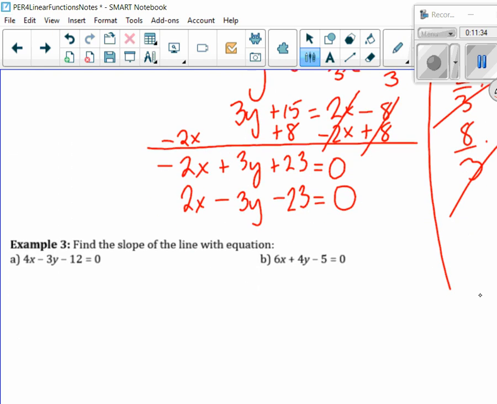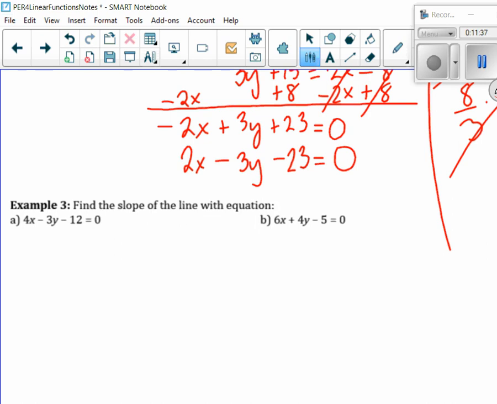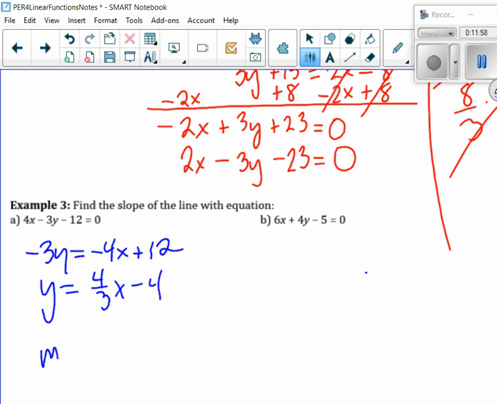Okay, I'm going to give you a second to solve for y, because that's essentially how you're going to find the slope, right? Does everybody see we want it in y equals mx plus b form so we can read the slope? Yes? Okay, I'll give you a second to do that. Okay, so negative 3y equals negative 4x plus 12. Y equals 4 over 3x minus 4. So m equals 4 over 3. Did you get that?